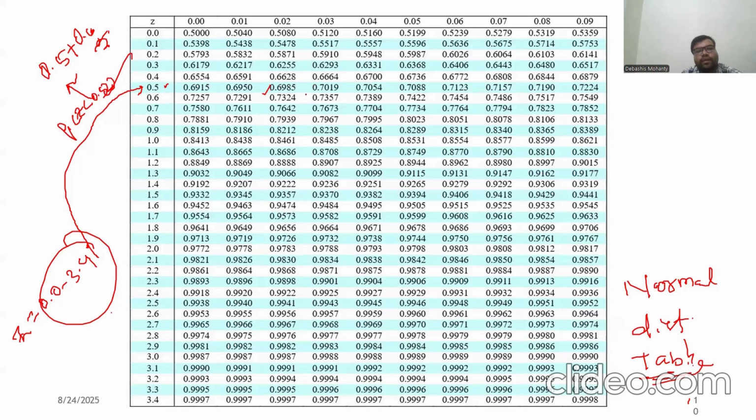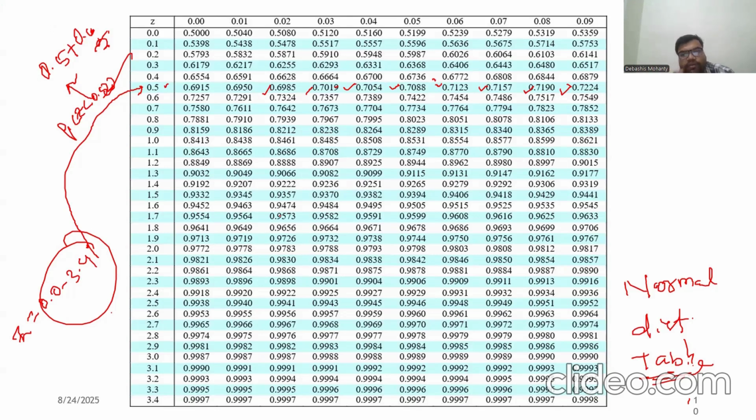This is the value of 0.53, this is the value of 0.54, this is the value of 0.55, 0.56, 0.57, 0.58, 0.59. Similarly for all 0.61, 0.62, 0.63, like that. Whenever we are finding, suppose, 0.555, we only need to see that the 0.55 value is 0.7088.